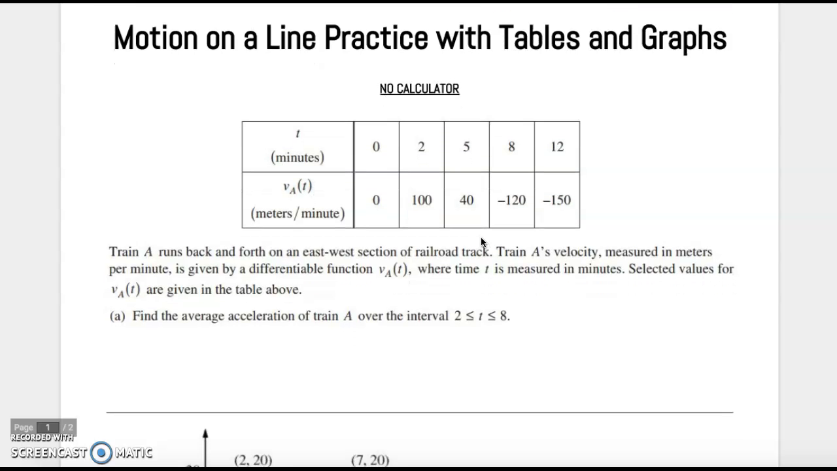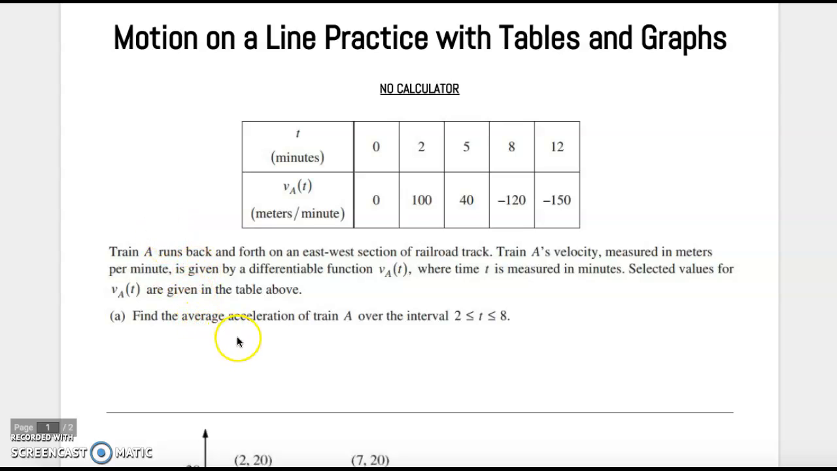of practice with it. So in this problem, we have a table where train A runs back and forth on an east-west section of railroad track, so it's a straight line. Train A's velocity, measured in meters per minute, is given by this function, where time t is measured in minutes. And then we're given selected values for that train's velocity given above. So at time 0, train A's velocity is 0. At time 2, train A's velocity is 100, and so on and so forth.